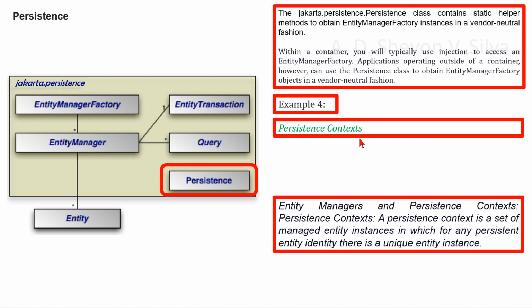This propagation of persistence context by the Jakarta EE container avoids the need for the application to pass references to the entity manager instances from one component to another. The entity manager for which the container manages the persistence context in this manner is termed a container managed entity manager. A container managed entity manager's lifecycle is managed by the Jakarta EE container.